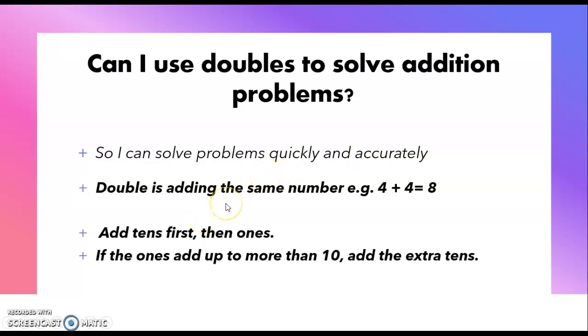Remember, double is adding the same number to itself. So, for example, 4 plus 4 is 8. Add the tens first, then the ones. Obviously, when we start with the one-digit numbers like 4 plus 4, don't need to worry about the tens.